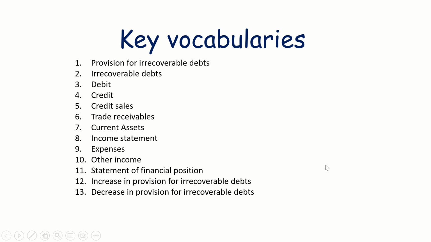Key vocabularies: provision for irrecoverable debts, irrecoverable debts, debit, credit, credit sales, trade receivables, current assets, income statement, expenses, other income, statement of financial position, increase in provision for irrecoverable debts, decrease in provision for irrecoverable debts.